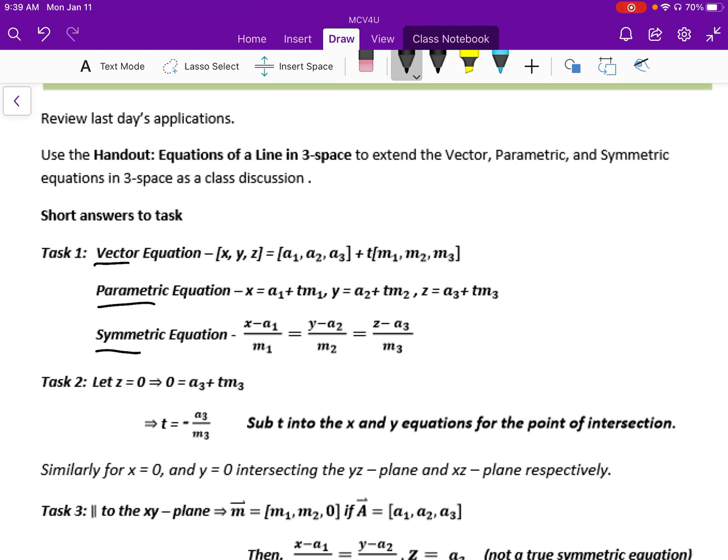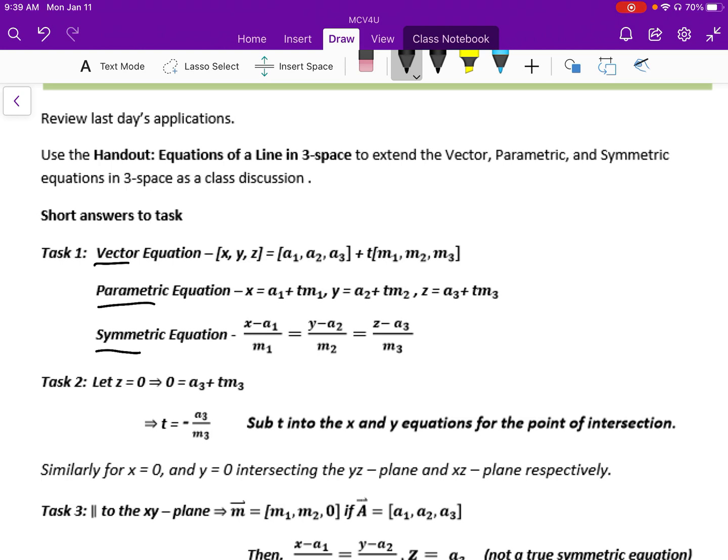Because of that, there are now three parametric equations in 3D: the x, the y, and the z. Notice that the parameter t is the same in all of them. So when we convert to the symmetric equation, it has this third ratio: z minus a3 divided by m3. Those are the three. That's how they extended, and that should be fairly straightforward.